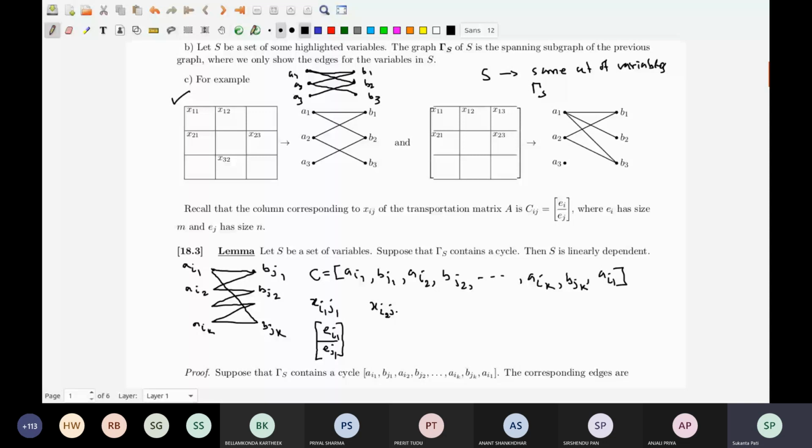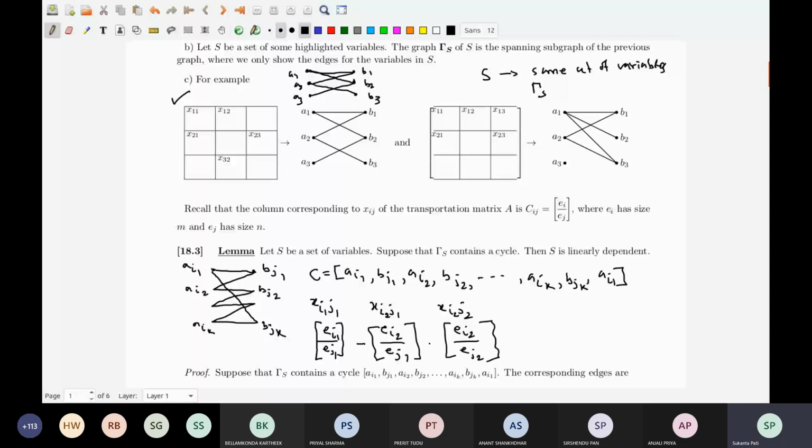Now if you take minus, then this EJ1 cancels. What is the next variable? The next variable is XI2J2. That would look like EI2 by EJ2. This is not division. So here there is a minus EI2, so you add this one. Then minus EI2 plus EI2 will get cancelled. That will be 0. And you continue.